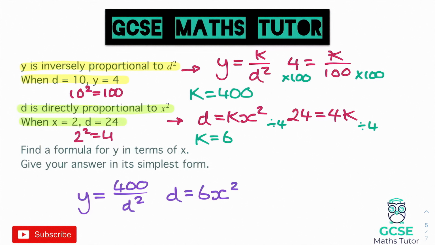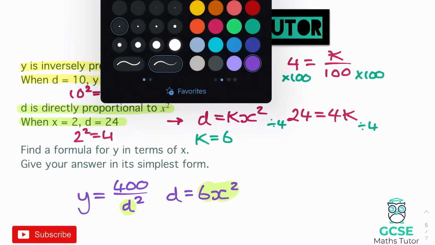Now if we read this question carefully, it says find a formula for y in terms of x. So we have this formula on the left that says y is equal to 400 over d squared. That's a formula for y in terms of d. So we need to replace this d. And we've got this formula over here that says d is equal to 6x squared. So what we're going to do is put that 6x squared in place of d. And if we do that, let's see what we get.